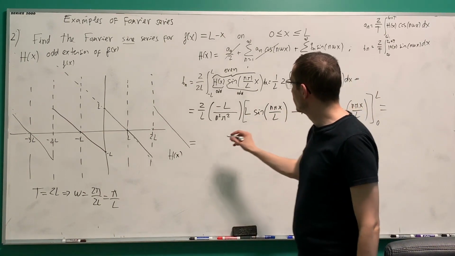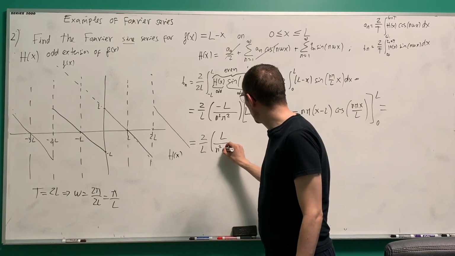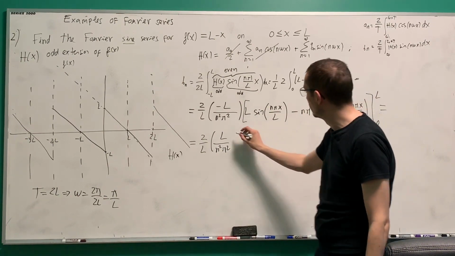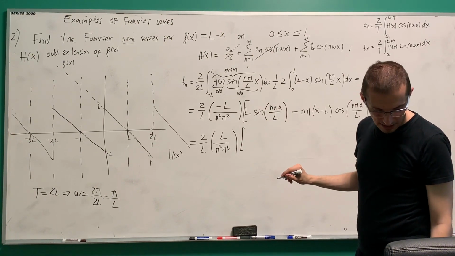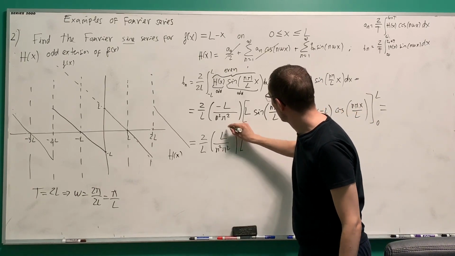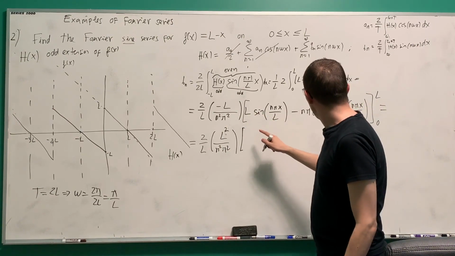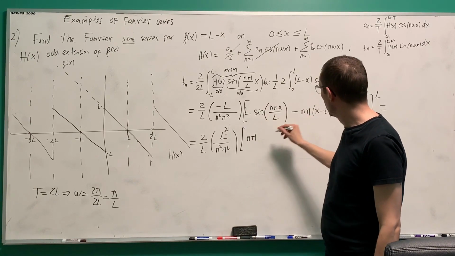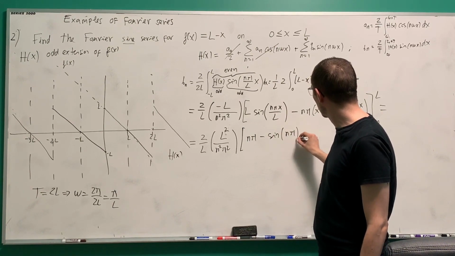Substituting the limits of integration, we get 2 over L, and then L n squared pi squared. Notice I changed the sign here, so I'm going to change the relative signs of these two terms. I'm going to reorder them as well. And right, and I get n pi, or L squared, something like that. L squared, there's an L coming from either here or here. L squared that multiplies n pi from this term, and then minus the sine of n pi.